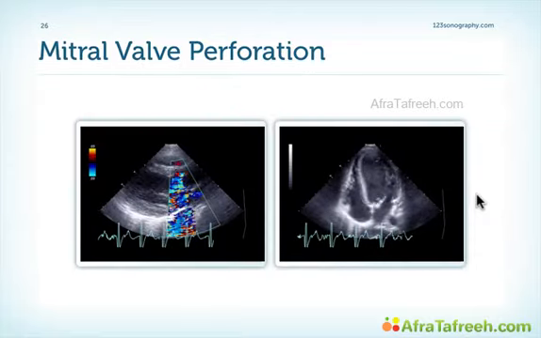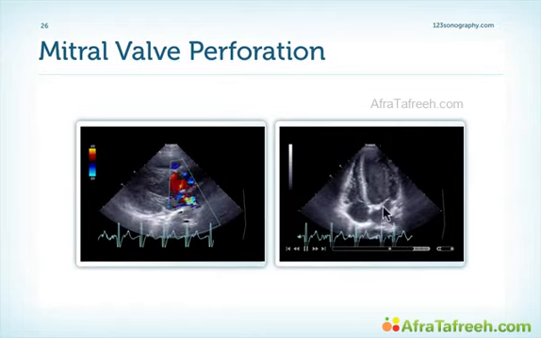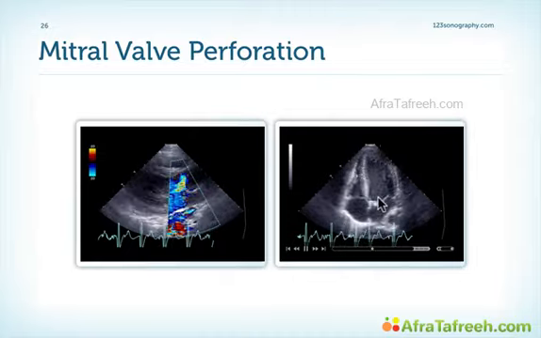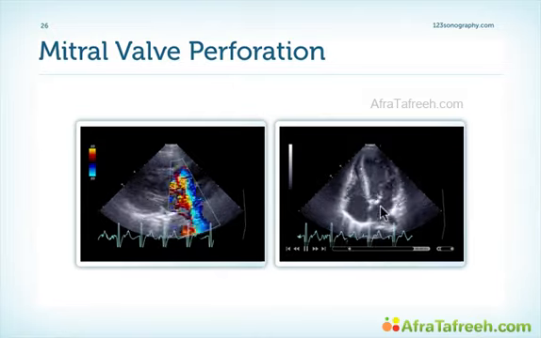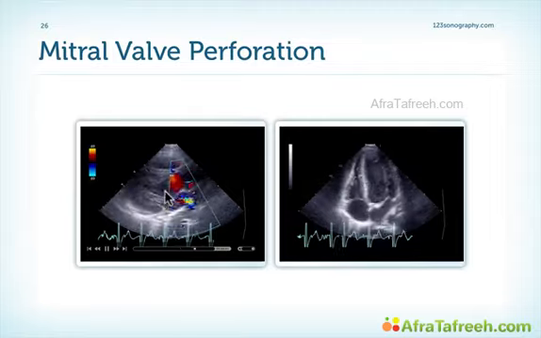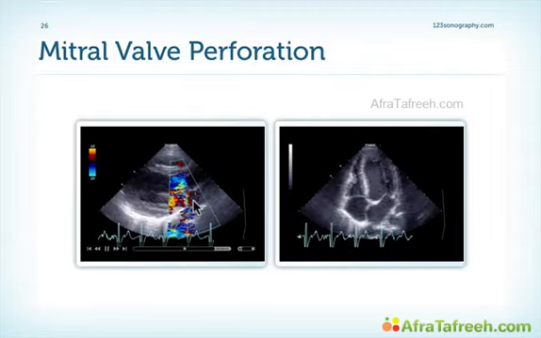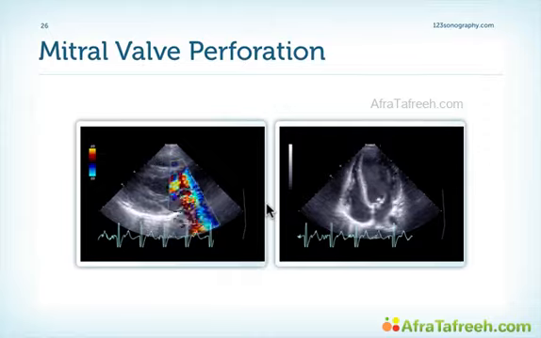Here's a very nice example. First, take a look at the four-chamber view. In the four-chamber view, we see a destructed and almost aneurysmatic basal portion of the anterior leaflet. And if we take a look at the color, we see that a jet passes right through the anterior leaflet, which is indicative in this case of leaflet perforation.